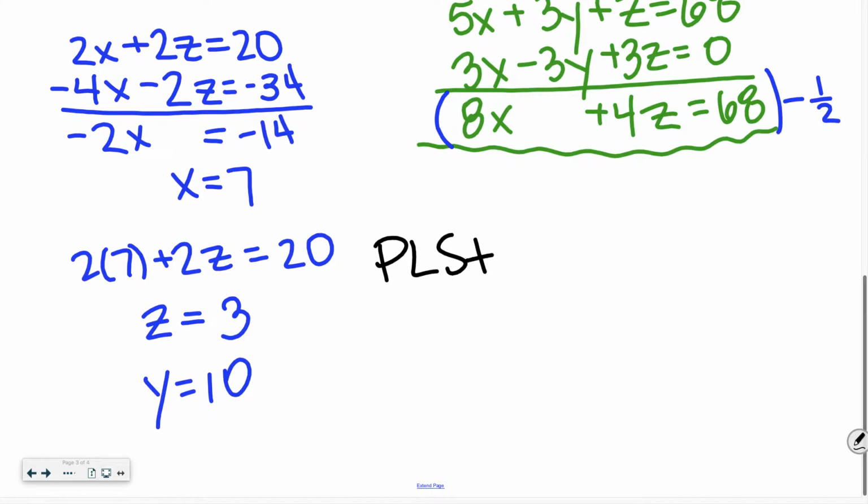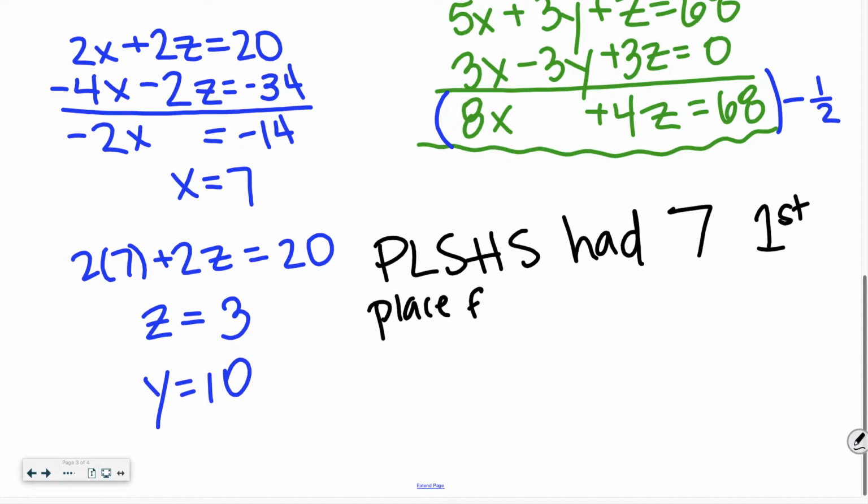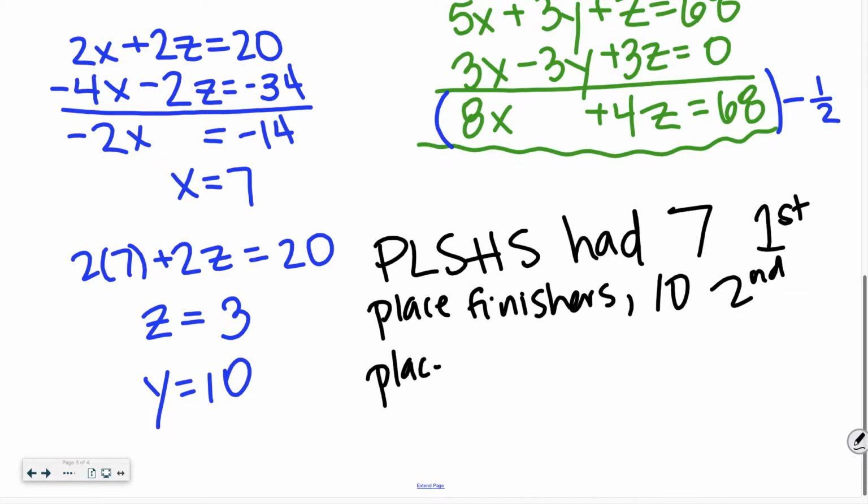PLS HS had 7 first place finishers, 10 second place, and 3 third place. That's a little bit more meaning to the algebra that we're working with when we're solving a problem. That's an application.